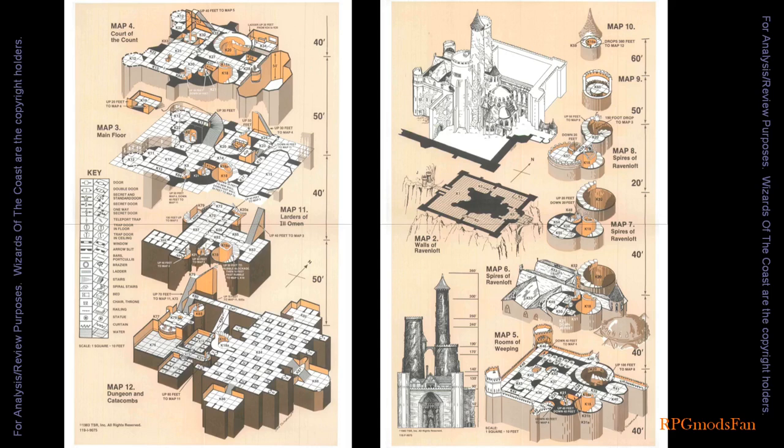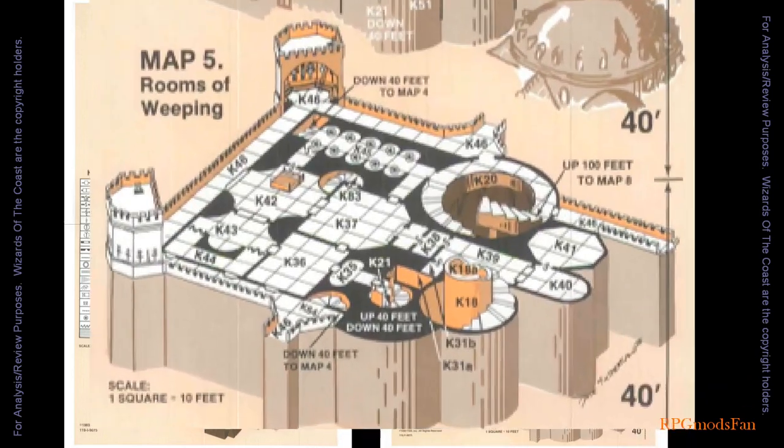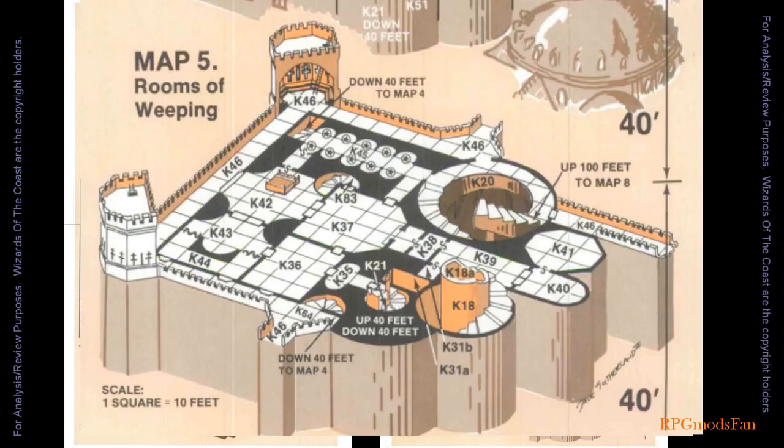So here is my quick and dirty solution to this dilemma. Just duplicate the Rooms of Weeping floor once or twice above it, and refunction many of the rooms as bedchambers for the Lady of the House, the children, and guests. They would all now be empty, of course, but that makes more sense than their complete absence.